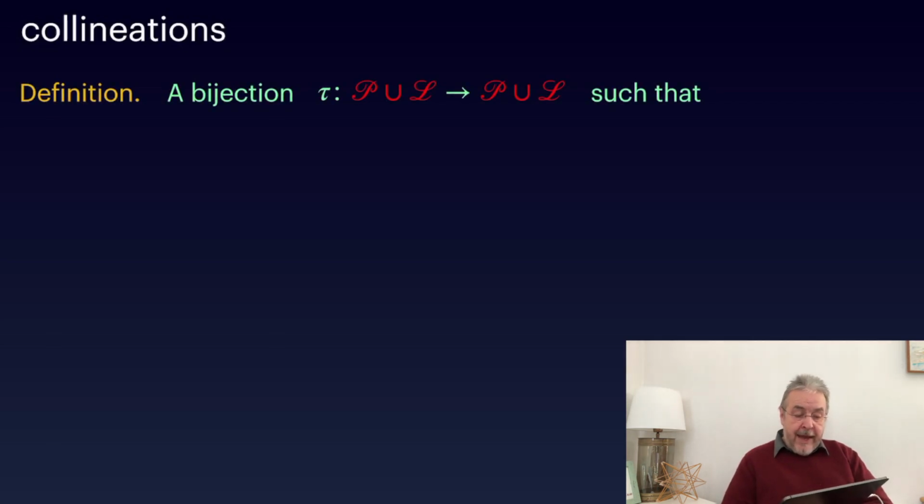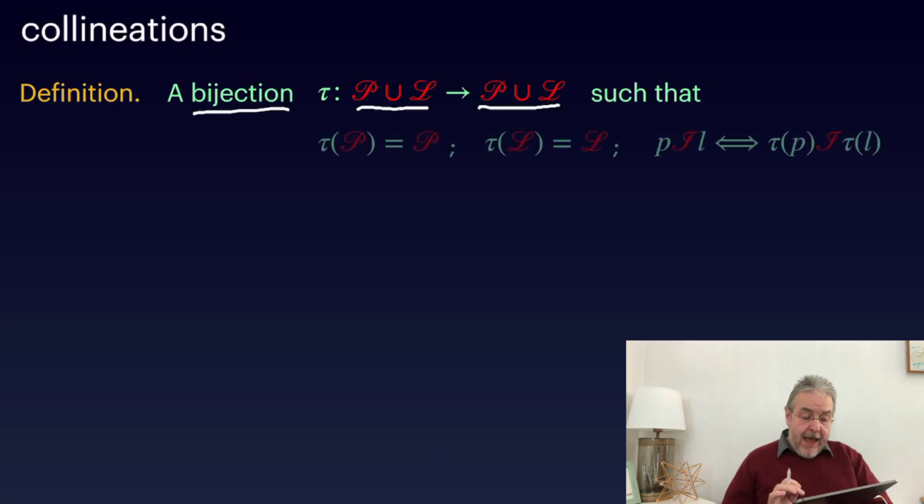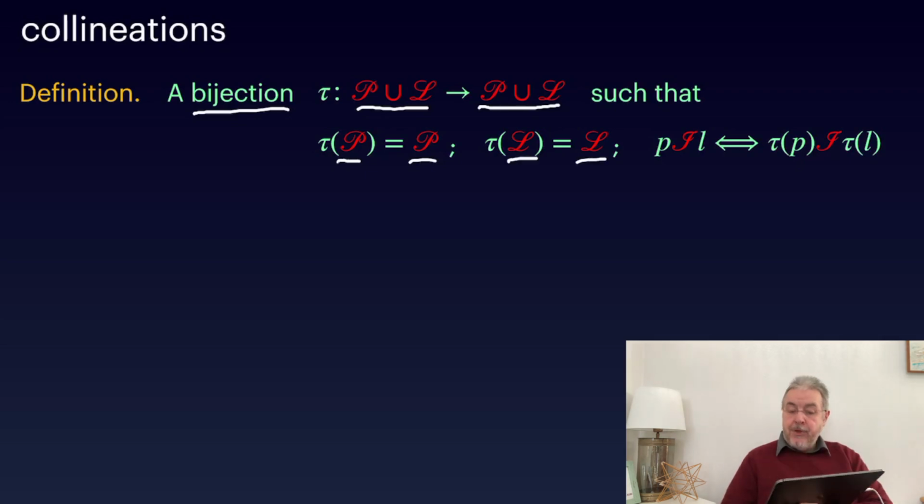A collineation is a bijection between, well, the sets of points and lines and the set of points and lines. So it's a kind of automorphism of a projective plane. And, well, under that bijection, points should again be mapped to points and lines should again be mapped to lines. And now comes the important part. Whenever you have a point that is incident to a line, the two images should be incident as well.